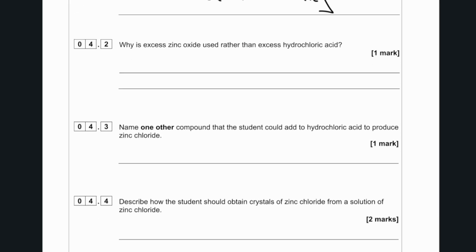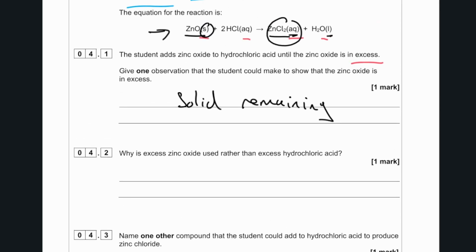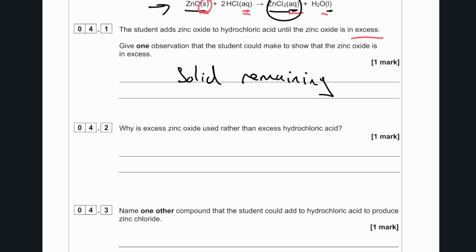4.2 then, why is excess zinc oxide used rather than excess hydrochloric acid? So the key here again is if you look at the state symbols, if you were to use excess hydrochloric acid, this is aqueous. Okay, so this means it's dissolved in water. So at the end, when you want to get rid of the thing that is in excess to just leave you with a product, you would end up having to try to remove this solution from a solution, this liquid from a liquid, which is difficult to do. If instead you have the zinc oxide in excess, because it's a solid, you can just filter it off very easily. So you can say it can be filtered off.